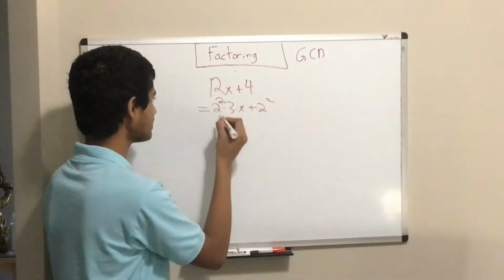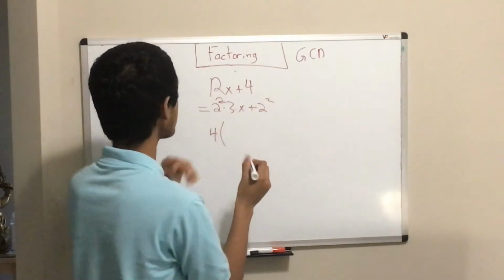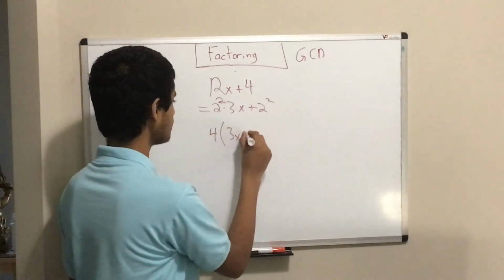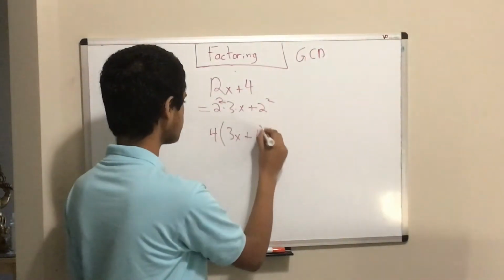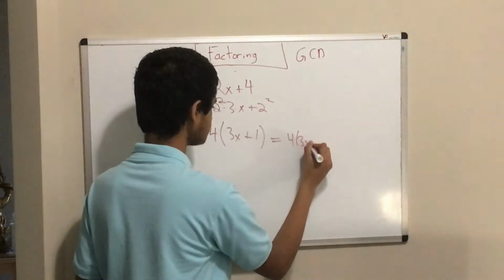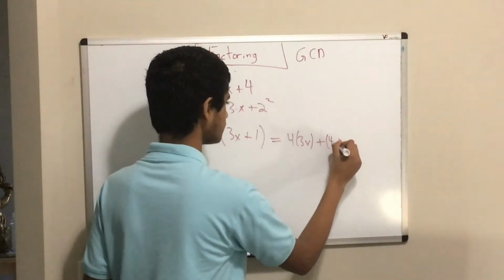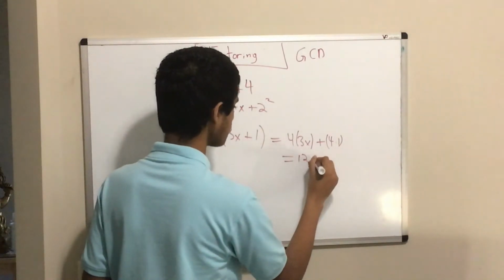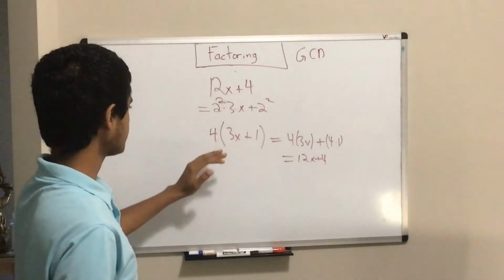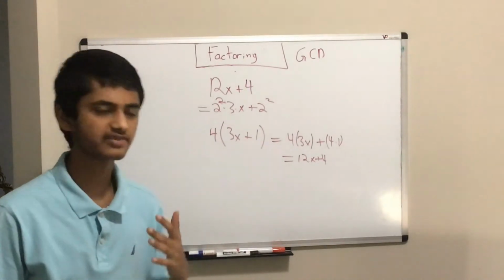So let's try that out. Let's try dividing both terms by 4. So if we put 4 outside and then put a parentheses, 12x divided by 4 is simply 3x, and 4 divided by 4 is simply just 1. And when we redistribute it, it's going to be the same thing as 4 times 3x plus 4 times 1. And that's just the same thing as 12x plus 4, which is exactly what we had before. So it seems like the 4 is actually the greatest common factor, because 3x plus 1, as you can see, can't really be factored more.